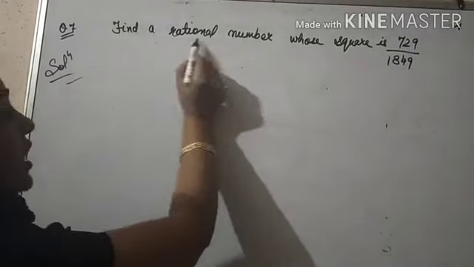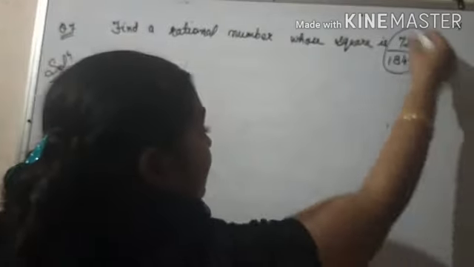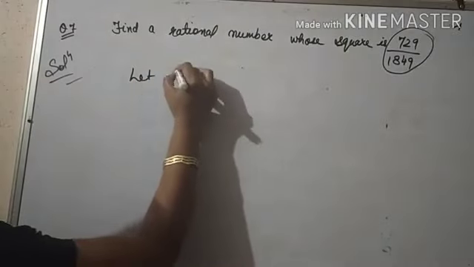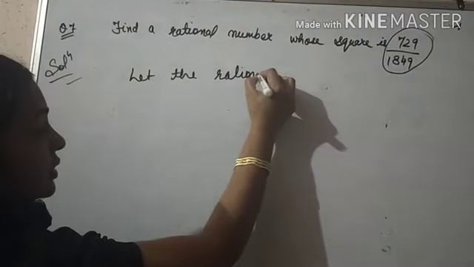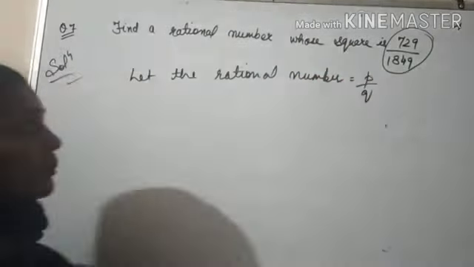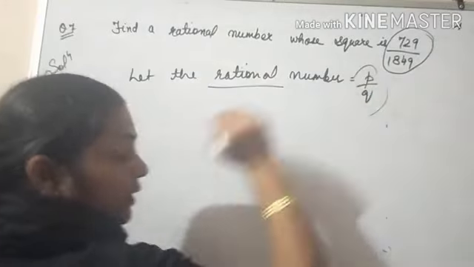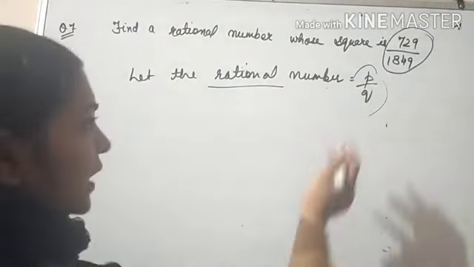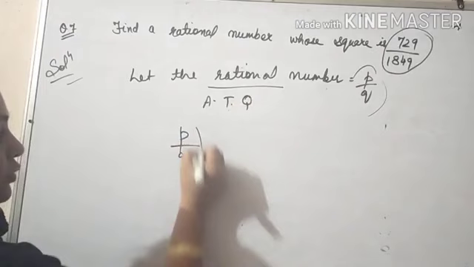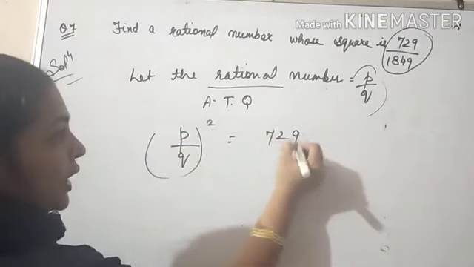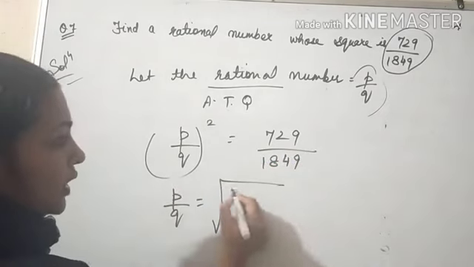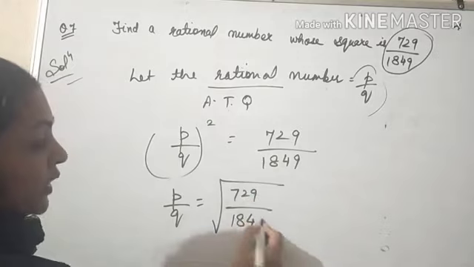You have to find a rational number whose square is 729 upon 1849. So let the rational number be P by Q, because rational numbers are of the form P by Q. You can use X also over here, but I am using P by Q. According to the question, square of P by Q is equal to 729 upon 1849, and P by Q will be equal to under the root 729 upon 1849.